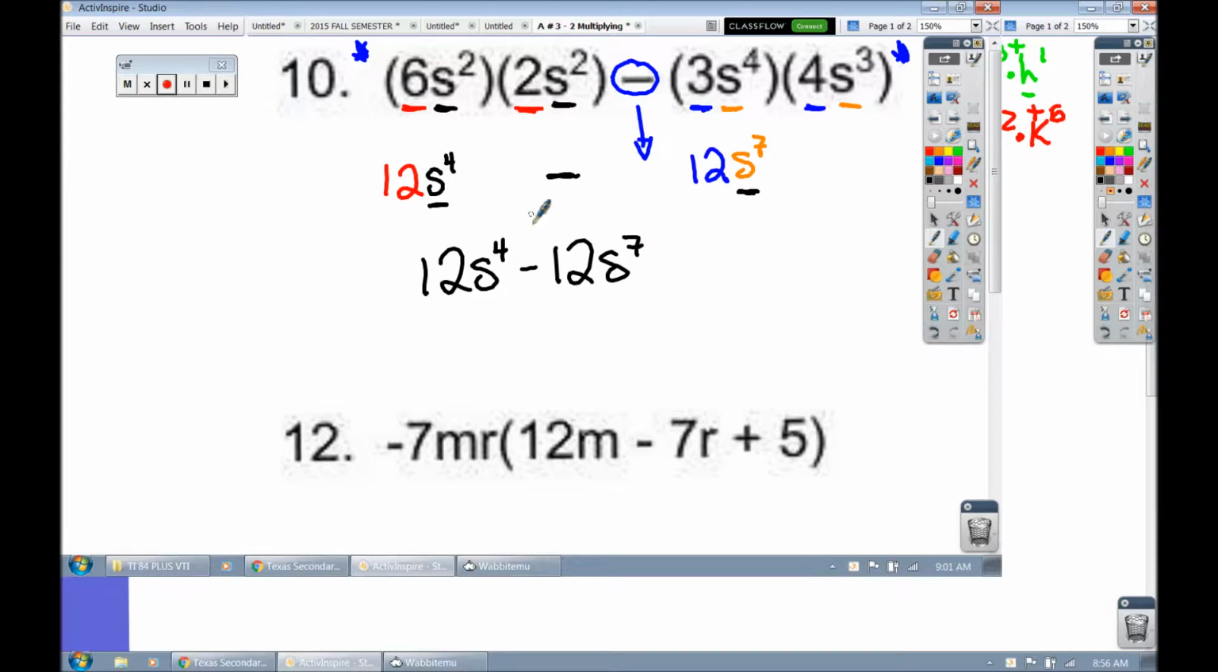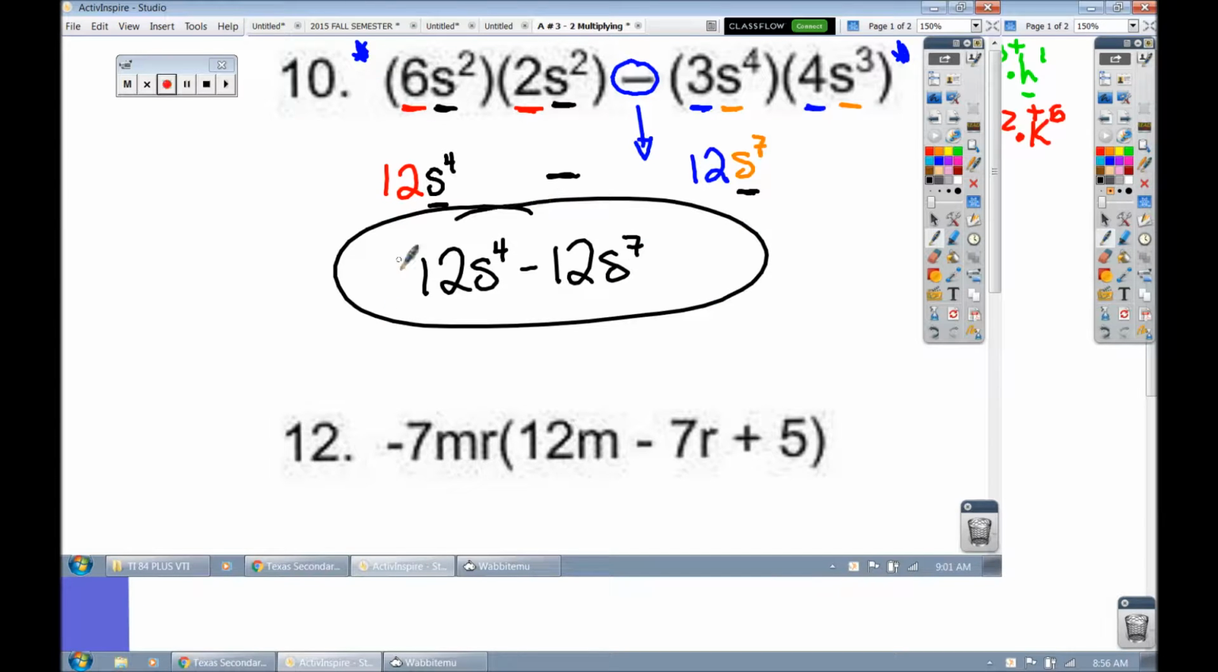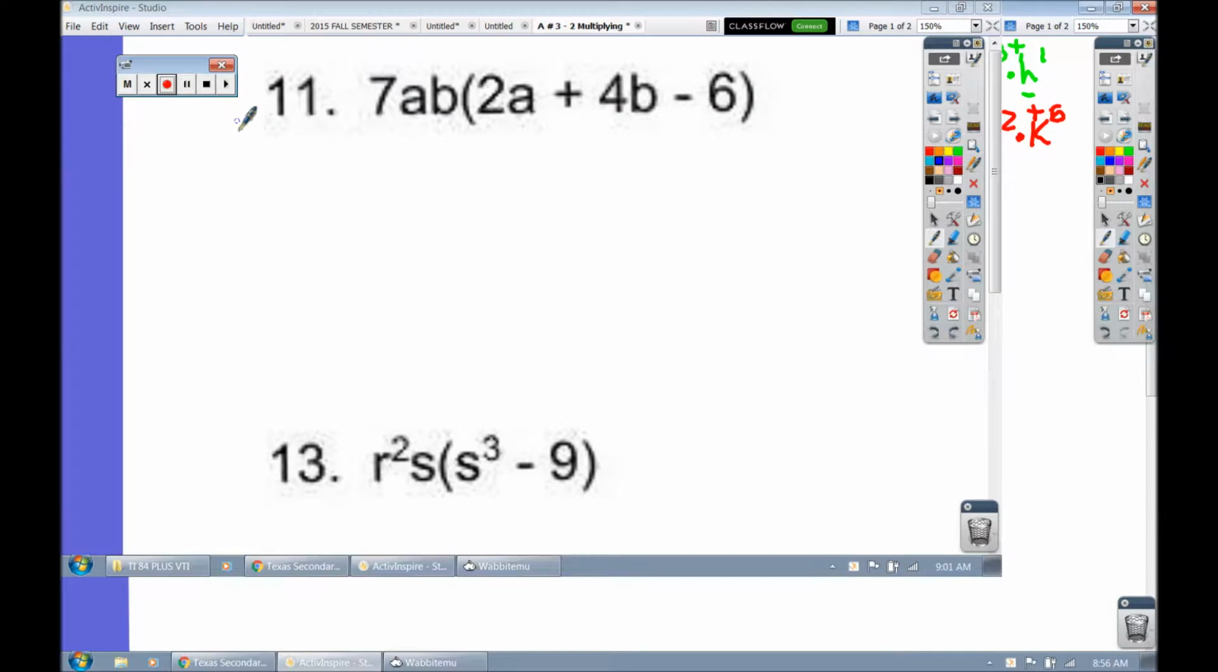In fact, our answer is what we're left with here, 12s to the 4th minus 12s to the 7th. Do you remember what that kind of looks like when we did something like this here, and then we did something like this here, and we have the third one? Remember what that's called? The distribution property. That's exactly what we're going to do. And remember, when you distribute, you are multiplying. So we're going to apply our same rule with exponents here when we multiply.